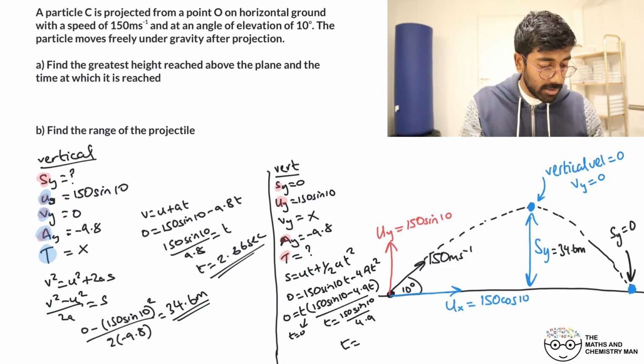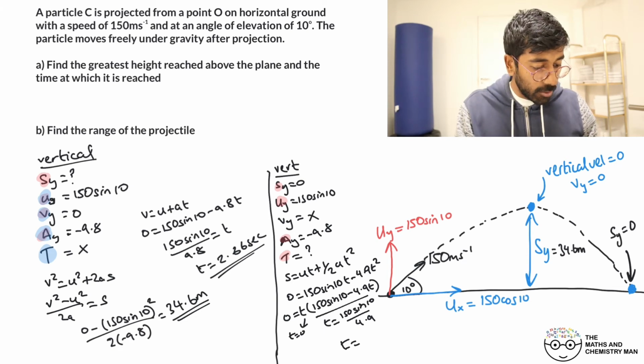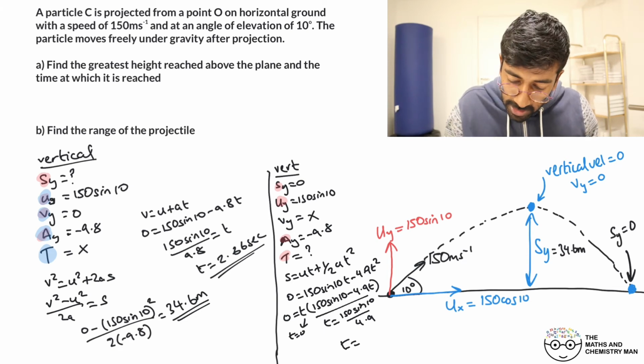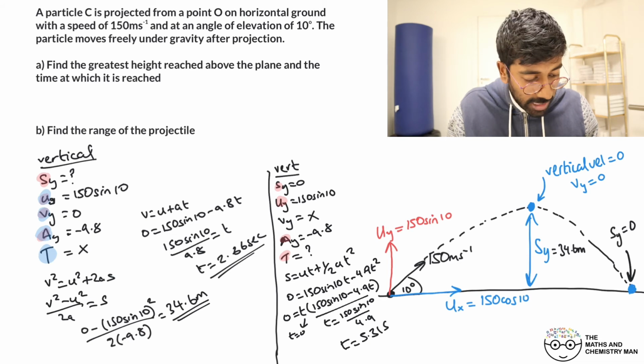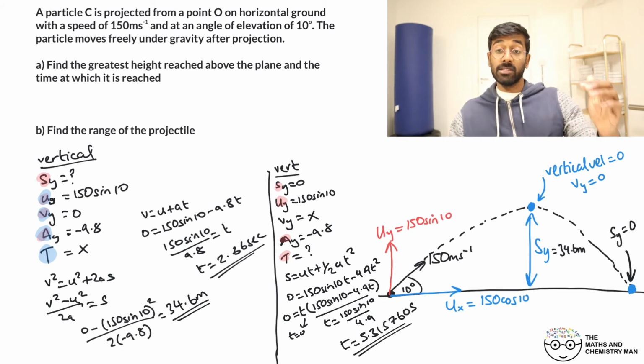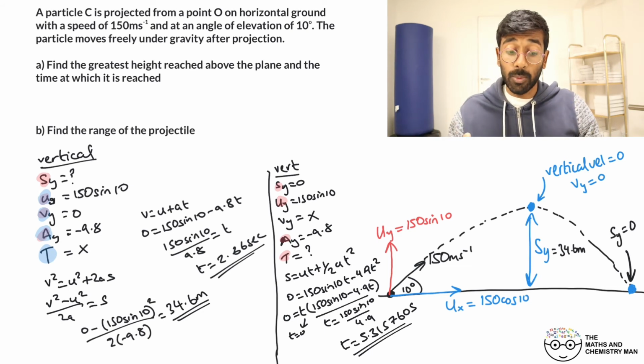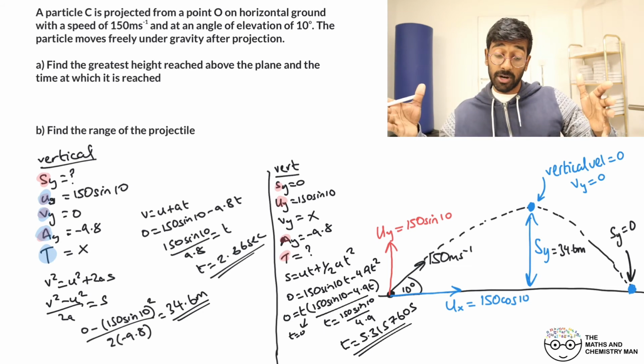And so what does that come out as? Let's quickly type that in. 150 sine 10 divided by 4.9, and that comes out as 5.3. Well, let me put in a few decimals actually, because we're not finished with the calculation. So there we go. That's the time when it smashes into the ground. And now remember, what we're looking for is the range, which is how far it's traveled horizontally.